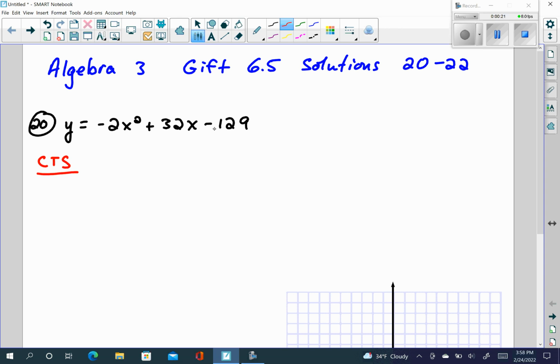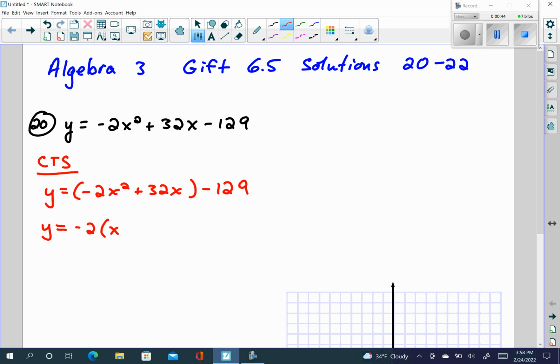So when we use completing the square to write in vertex form, we want to leave everything on one side. I want to start by grouping the first two terms together, and I still want to leave the minus 129 here. In order to complete the square, I need my leading coefficient to be 1, so I need to factor out that -2, just from the first two terms.